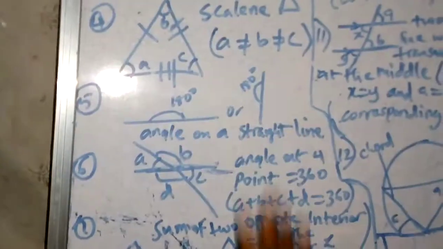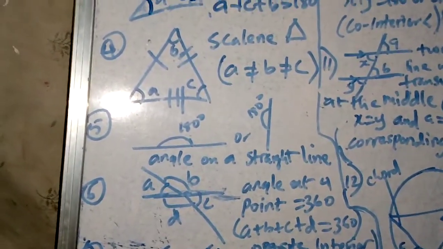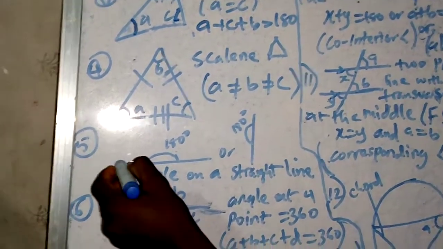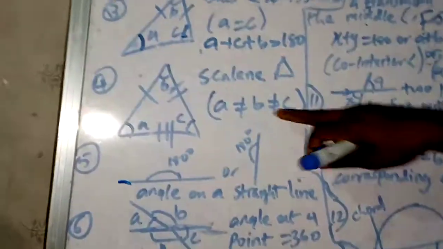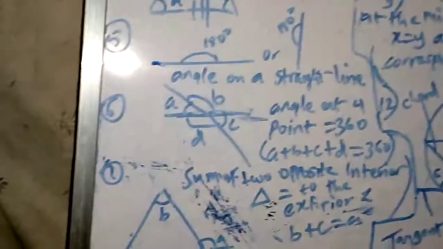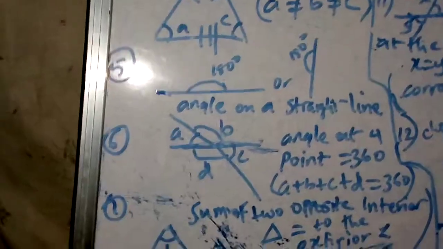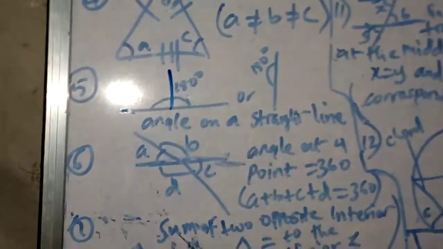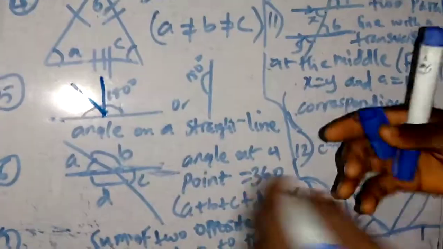Now moving to the fifth reason. The fifth reason says angles on a straight line. This is a straight line, and this is also a straight line, equals 180. So you must know that any angles on a straight line add up to 180. It may be like this, it may have some attachment.